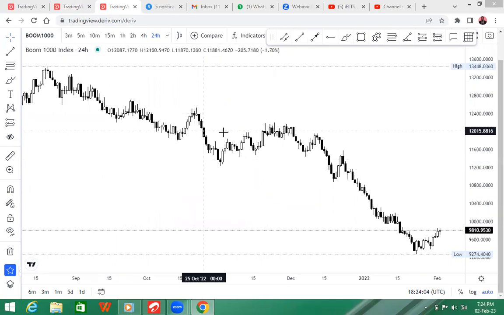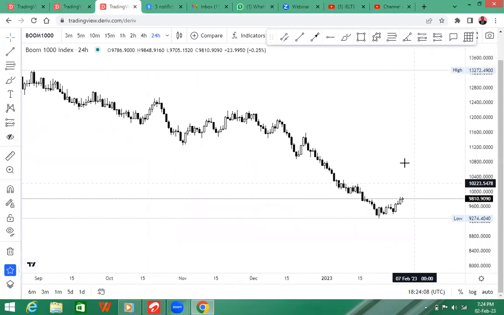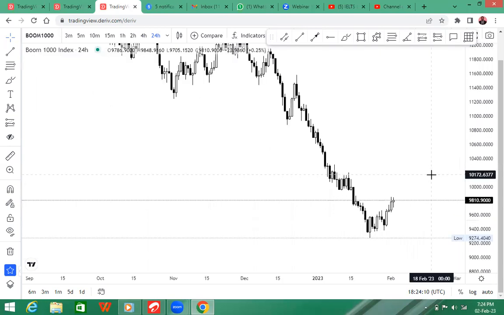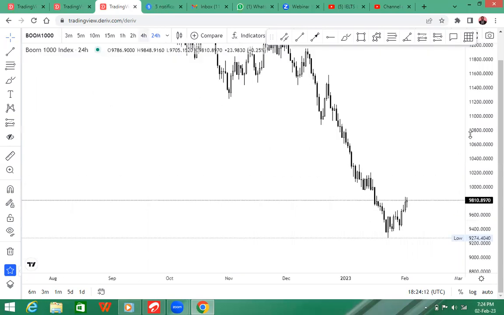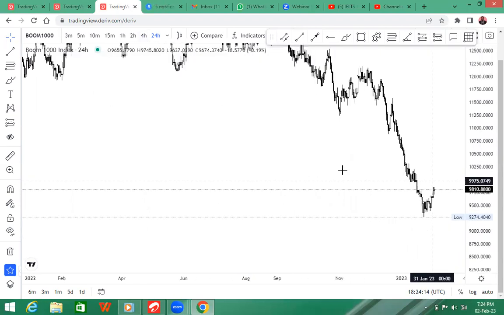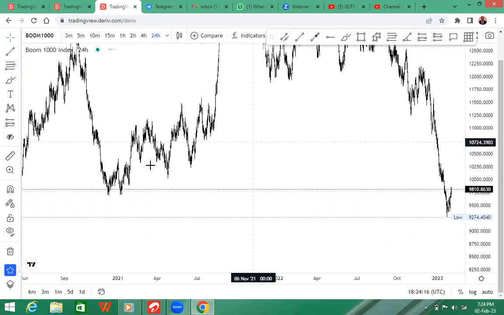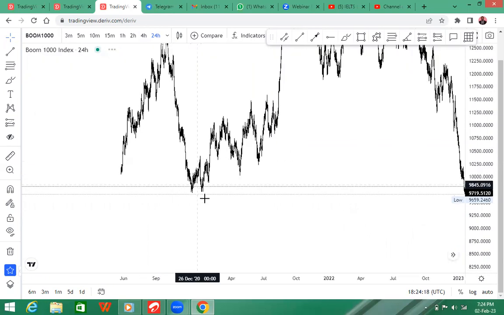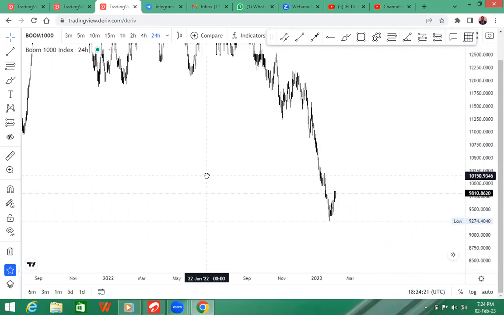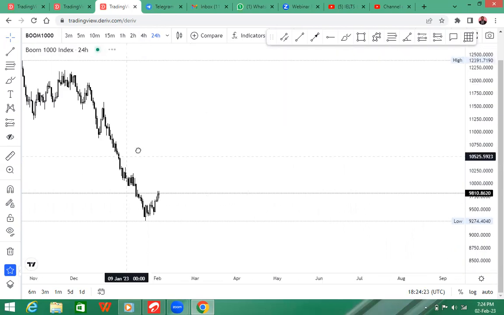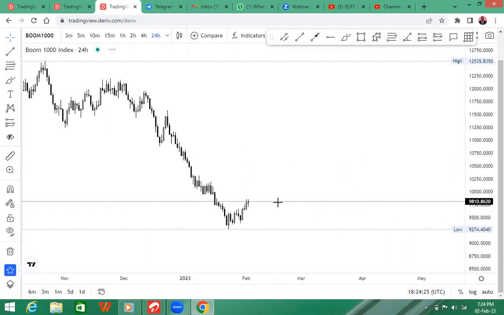Okay, let's look at Boom 1000. We've had a lot of issues with Boom 1000. We traded it, it hit stop loss, and let's find out what the challenge is. We know that on the daily we are bearish. There was a low that was captured here. So we are expecting a reaccumulation below the lows.